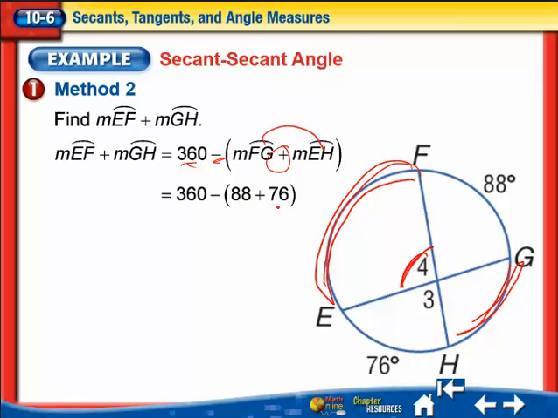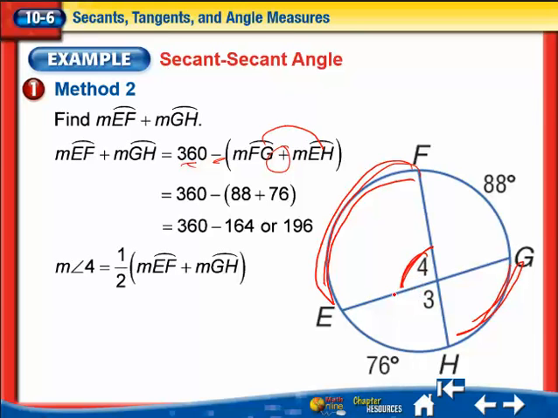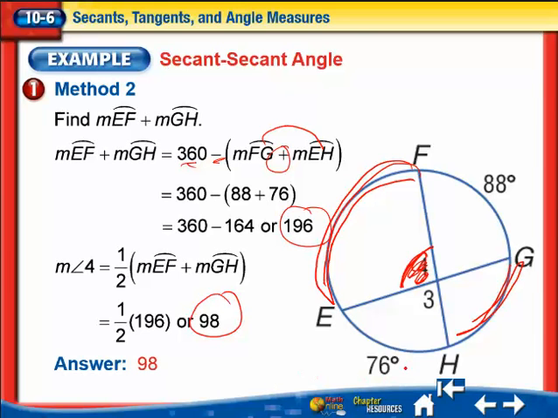When I add 88 and 76 together, I get 164. When I subtract that from 360, I get 196. Now, I need half of that to get my angle measure. So angle 4 here is going to equal half of the sum of these two arcs. The sum of those two arcs was 196, so 98. Notice I get the same answer either way. So whichever way you like better. Personally, I think it's a lot easier to find this one and then subtract from 180. But to each his own.